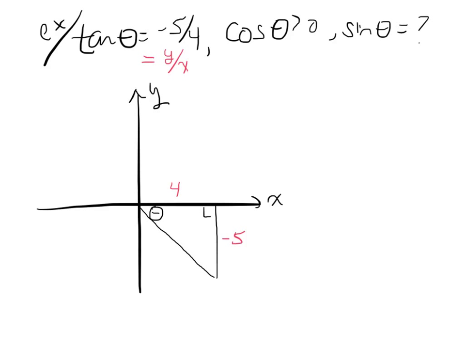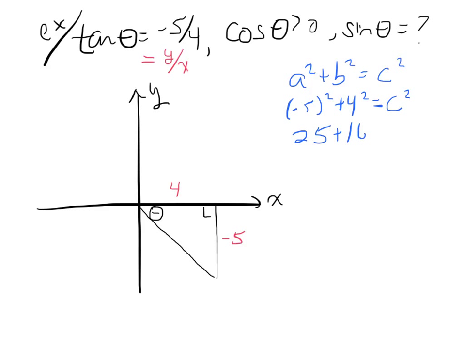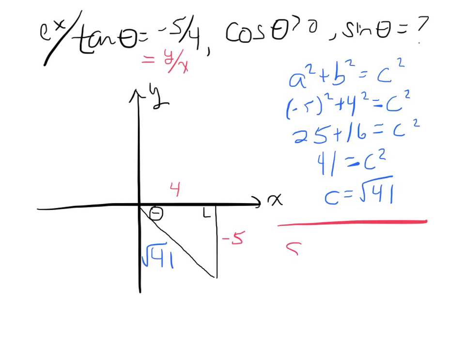Now in order to find the sine of the angle, we're going to need that hypotenuse. So let's use our Pythagorean theorem here. We're going to have negative 5 squared plus 4 squared. So we get 41. Okay, radical 41. So sine would be opposite over hypotenuse, or rationalized, that would be negative 5 over radical 41, or negative 5 radical 41 over 41.